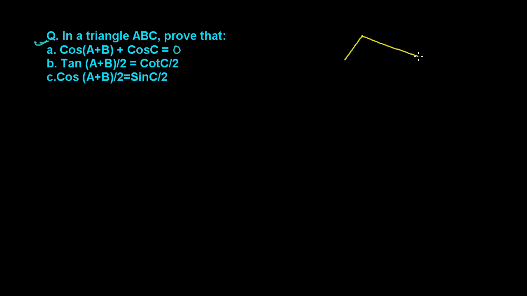Let's draw a simple triangle. Let's say these are vertices A, B, and C. So definitely this will be my angle A, angle B, and angle C, and we need to prove this.